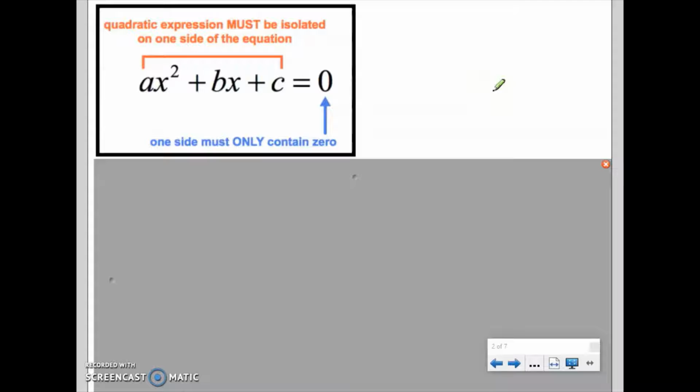Before we solve a quadratic equation using the quadratic formula, the quadratic expression must be isolated to one side of the equation. What that means is we need to ensure that the quadratic equation equals 0. Sometimes the questions will already be equal to 0. Sometimes you'll need to manipulate the algebra just to make sure that the quadratic equation does equal 0.